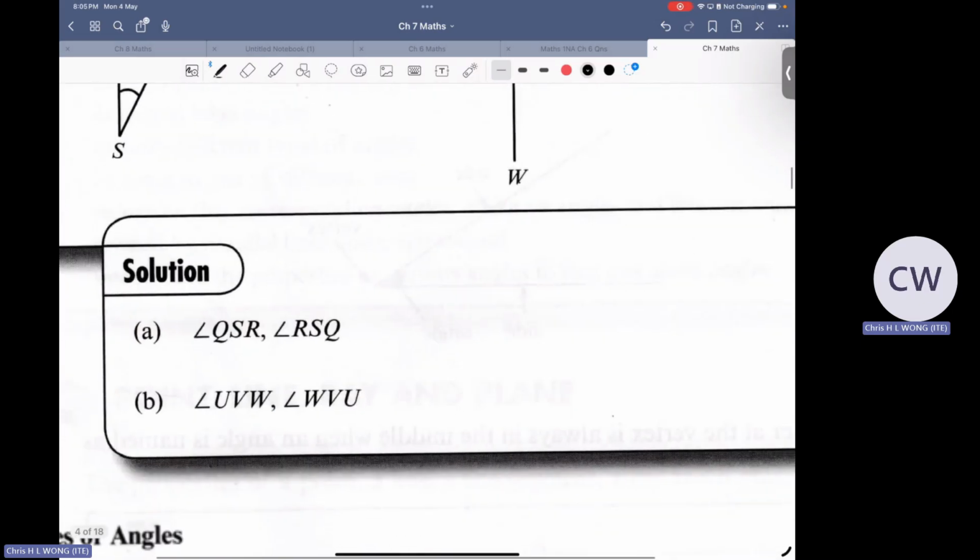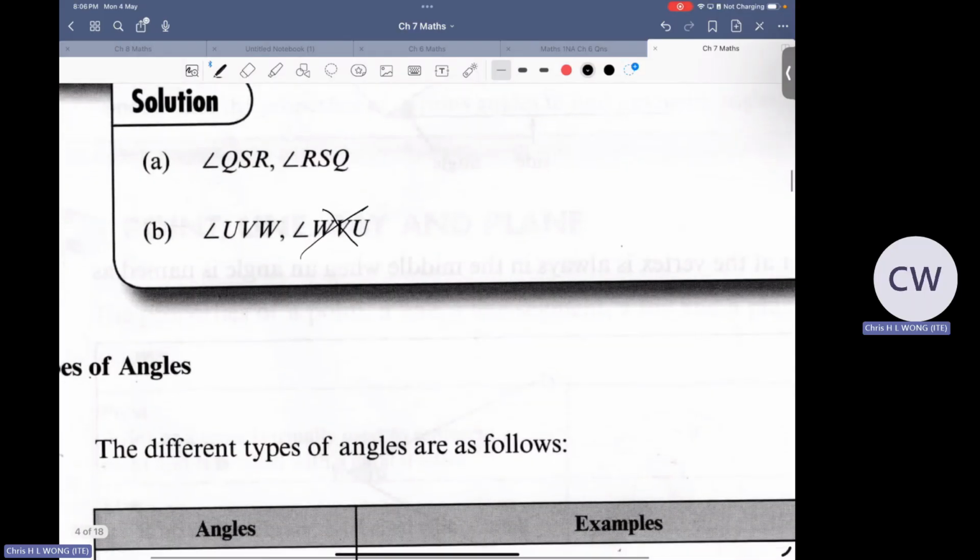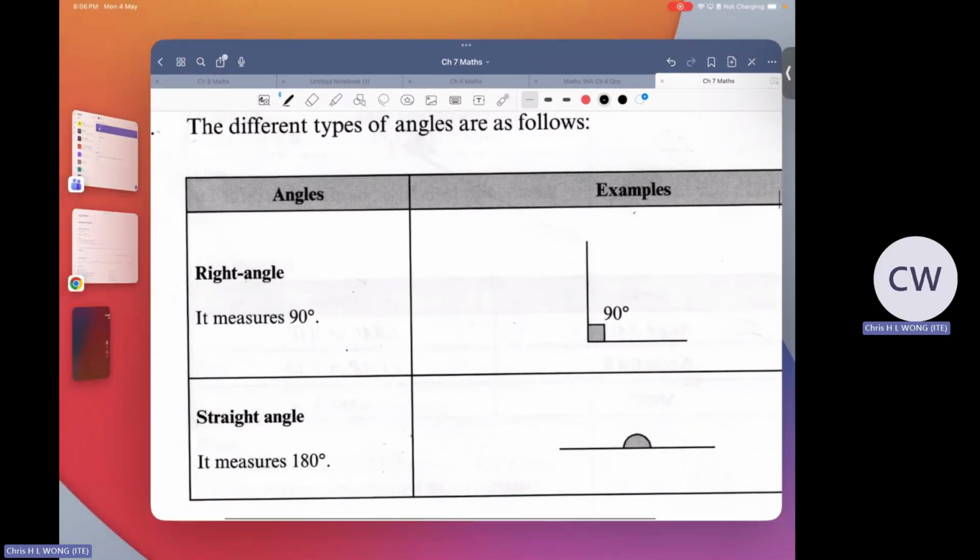Okay. So the answer, UVW, WVU, right? So this one not so good. Try to avoid. Yeah, but I say you're not wrong. Okay, you're not wrong. Yeah, just remember that. Continue, please. Okay, there are certain things you need to know. Let's start.